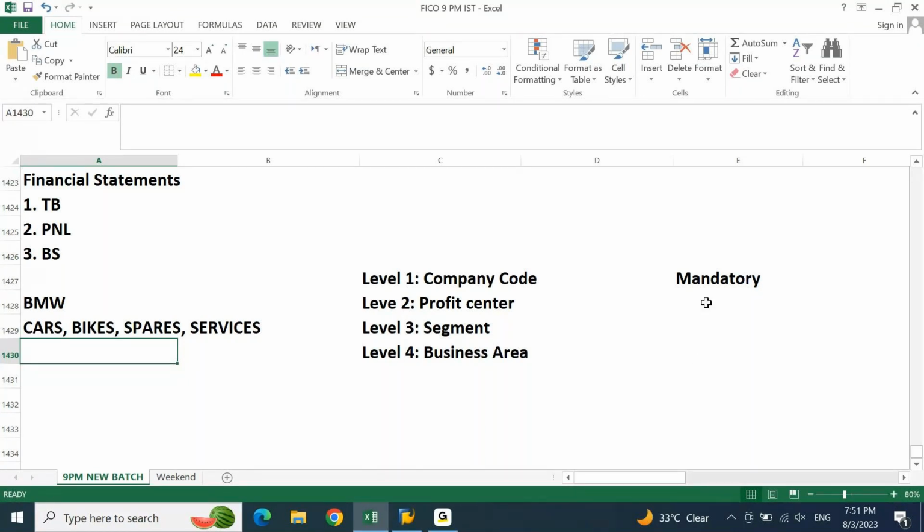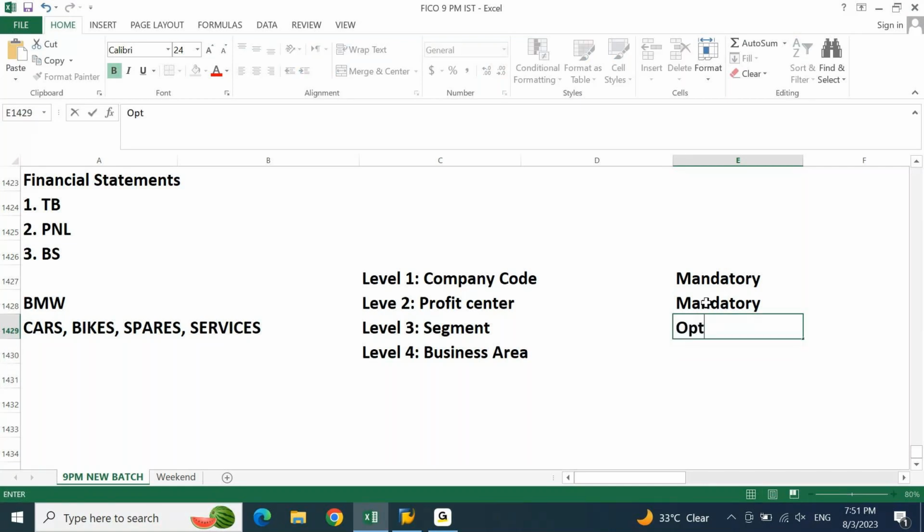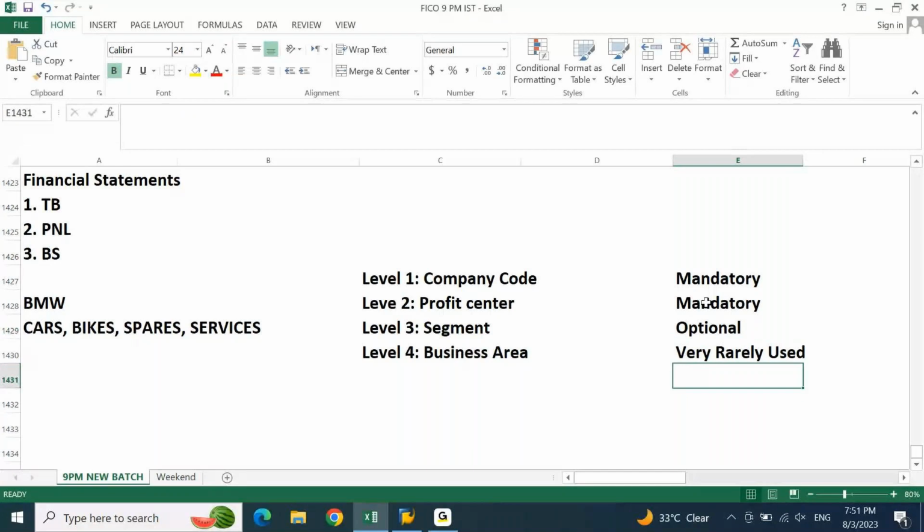So this also becomes mandatory. Company code and profit center become mandatory in most of your projects, in most of your clients, wherever you work. Now usage of segment is optional. I'll put this is very rarely used. So you can straight away ignore business area because this is very rarely used. Straight away you can ignore business area and focus only on these three.